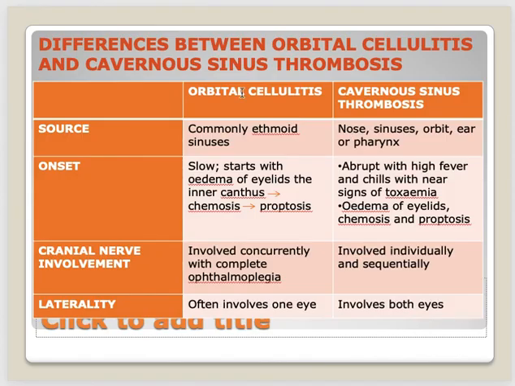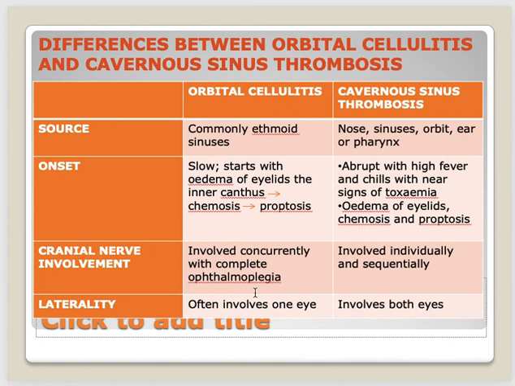This is the difference between orbital cellulitis and cavernous sinus thrombosis, which I was talking about. See, this one is slow to start, and this one starts quickly. What is the other difference? Most of the time, orbital cellulitis affects one eye, whereas cavernous sinus thrombosis involves both of the eyes.